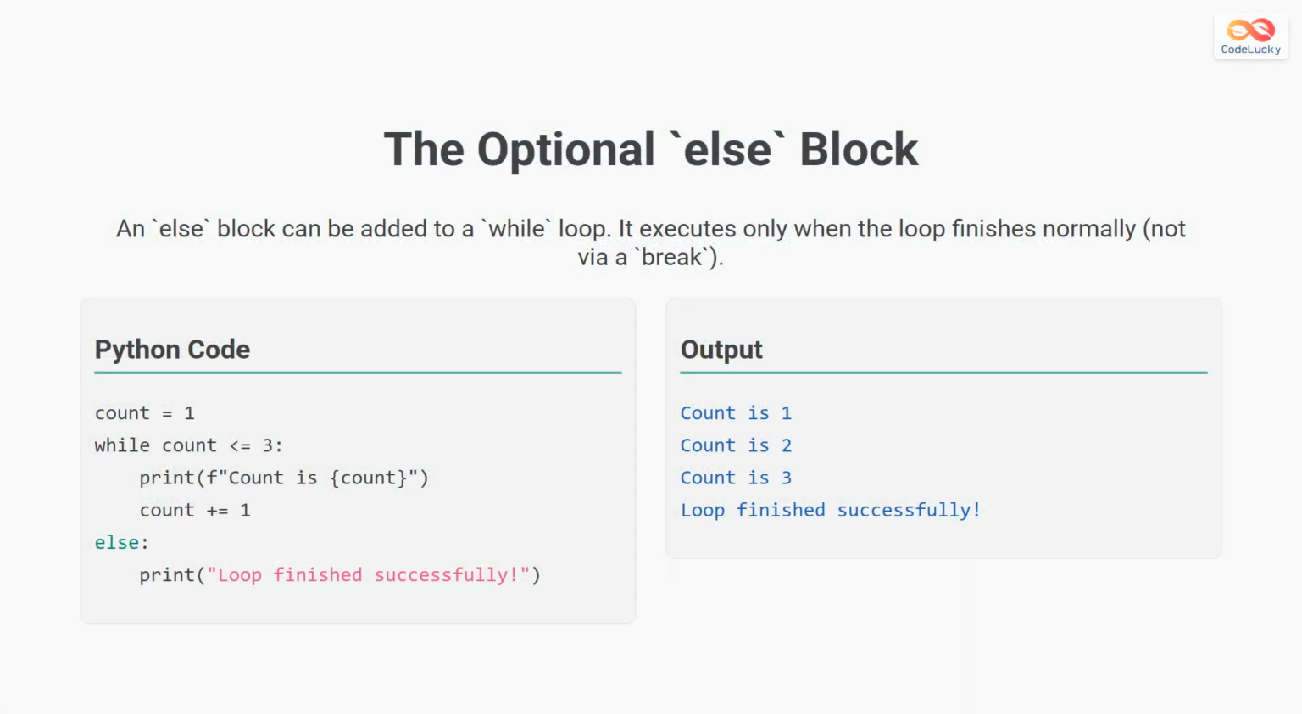Python's while loops have a unique feature, an optional else block. The code in the else block runs only if the loop completes its full course without being terminated by a break statement. It's a way to run some code when the loop condition becomes false.